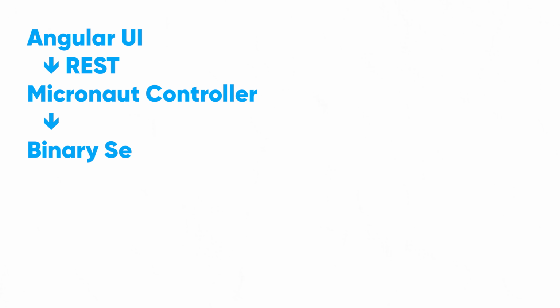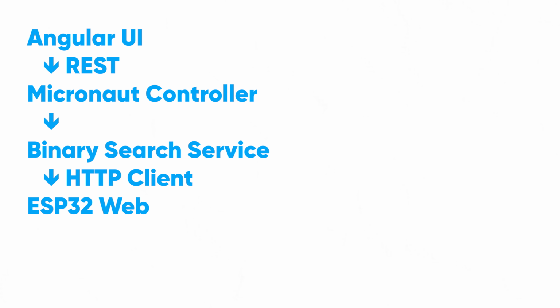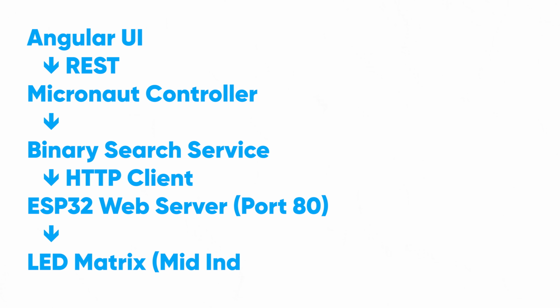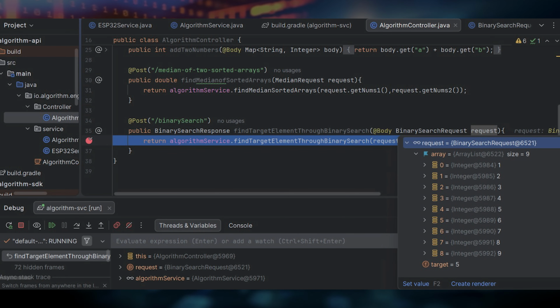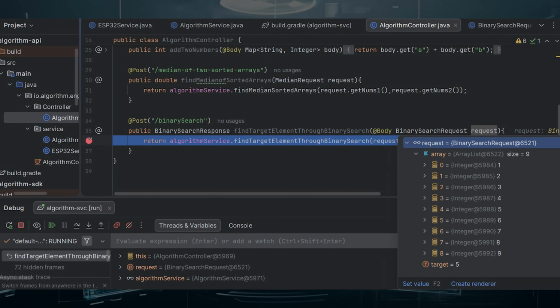Here, the architecture we provided collects input from the front end. Then the backend computes binary search. Each midpoint is sent over HTTP to an ESP32 device. The LED matrix scrolls the midpoint. The OLED shows the target value. The backend finally returns the index to Angular. OLED target value 4.